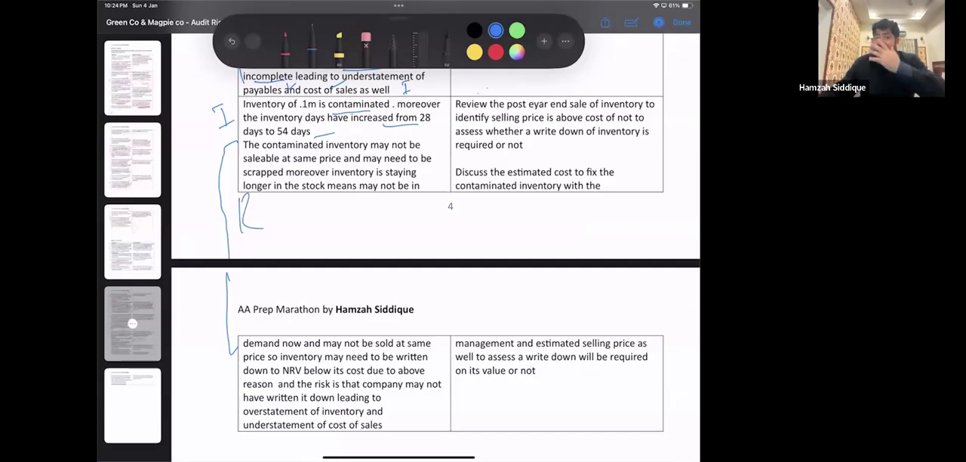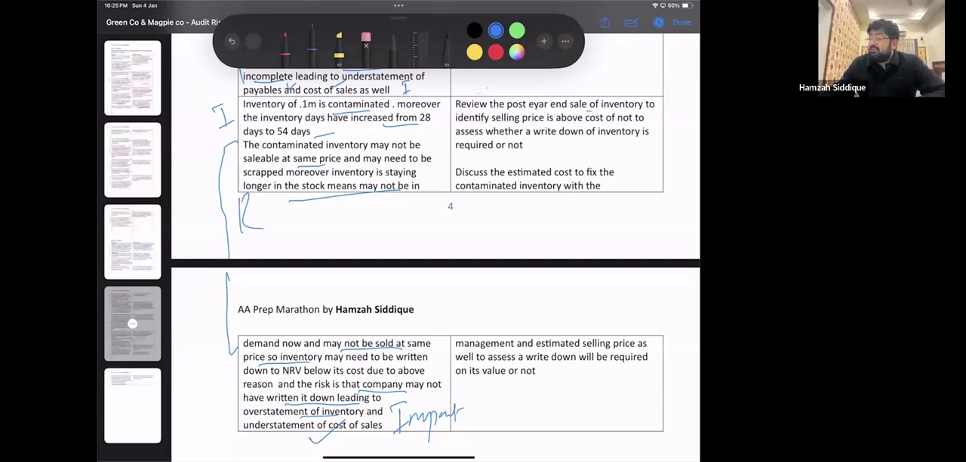Contaminated inventory may not be saleable at the same price and may need to be scrapped. Inventory is staying longer than normal, so it may not be sold at the same price. The risk is that the company may not have written down inventory and inventory may be overstated. Impact on financial statements.